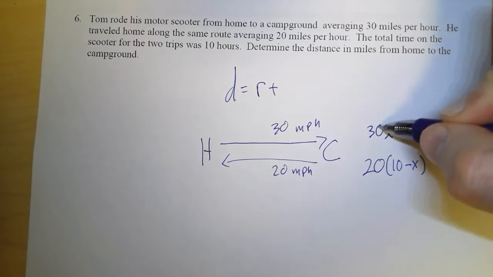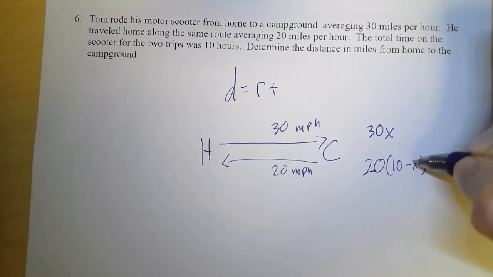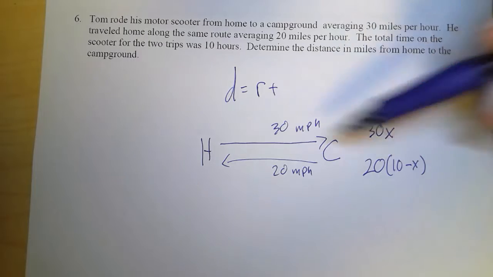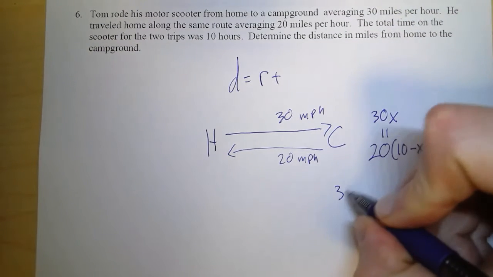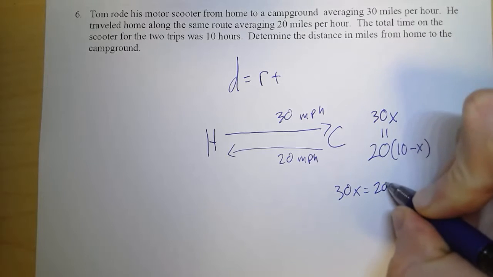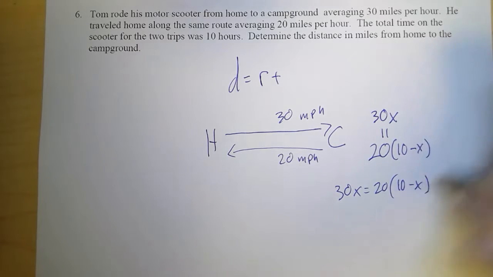And so this is our rate, this is our time. This is our rate, this is our time. The one thing that's the same is that the distances are the same. So this is the equation. So 30x equals 20 times 10 minus x.